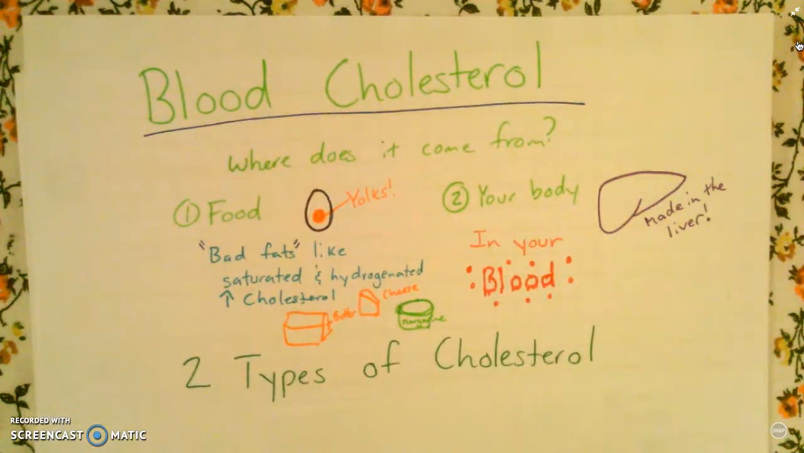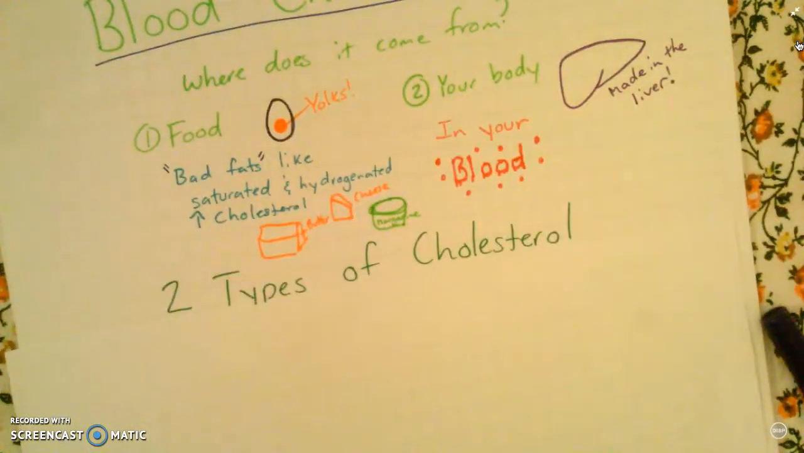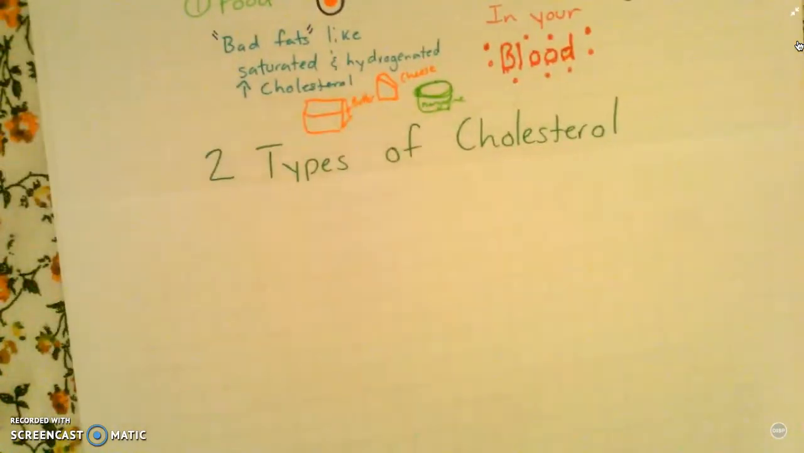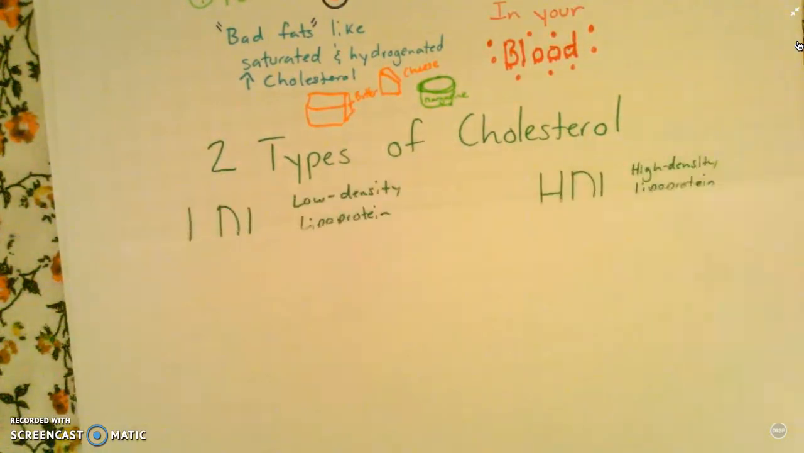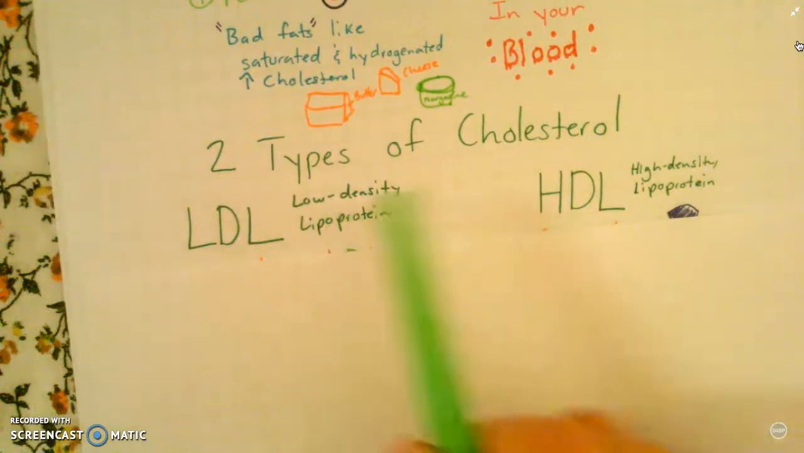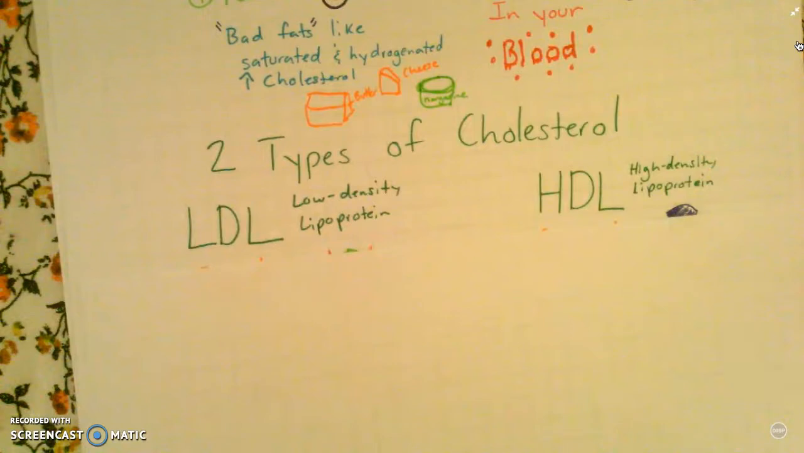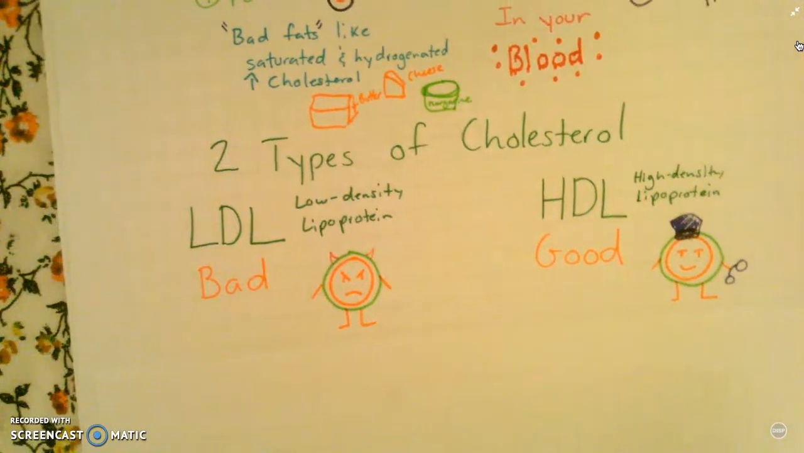Then there are two main types of cholesterol. We said that some of them are good cholesterols and some of them are considered bad cholesterols. If we look, we have these low density lipoproteins and then we have these high density lipoproteins. We said that the low density lipoproteins are considered bad and the high density lipoproteins are considered good.